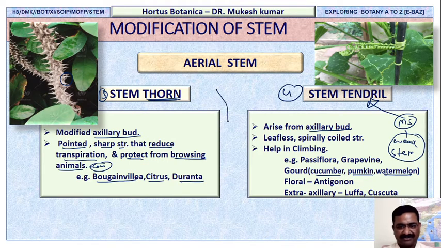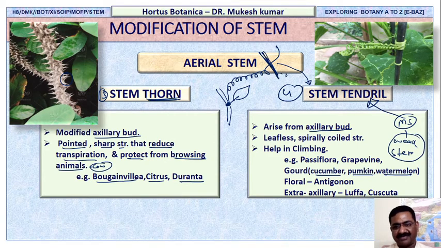You see, this is the stem, this is our node, this is the leaf, and this is the axillary bud. This axillary bud forms a coiled, spiral structure called a tendril. This structure will hold onto any substratum. This is the substratum or support, and it provides mechanical support. So this is a leafless structure. Tendril is leafless, spirally coiled, and helps in climbing.